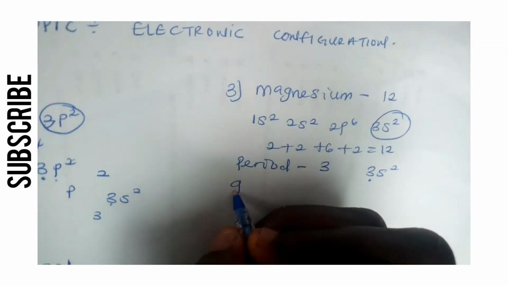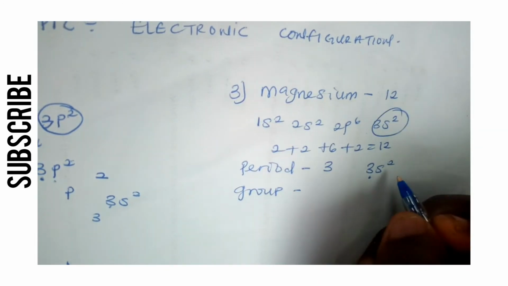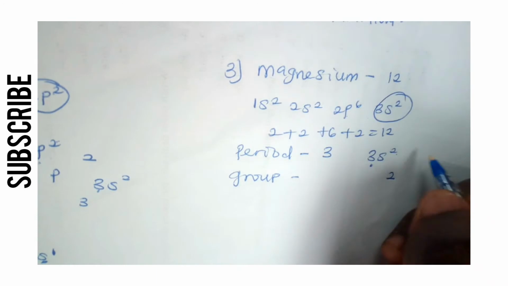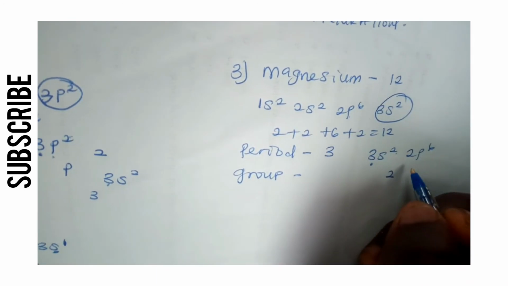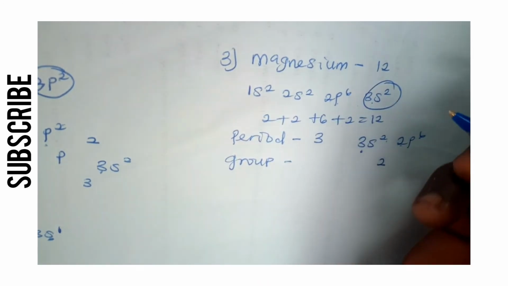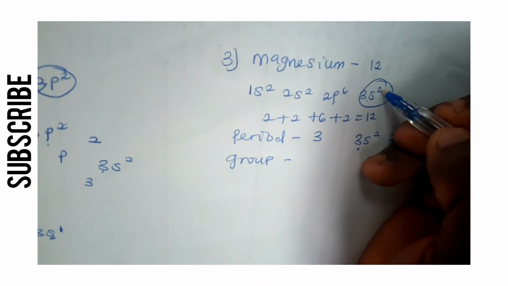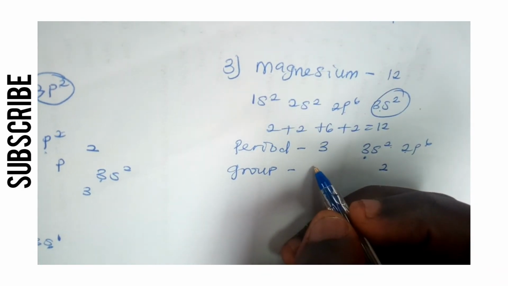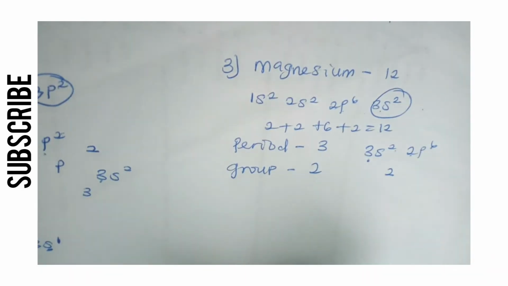To get the group, the power of the last orbital here is 2. But the preceding orbital, 2p6, the coefficient is 2. 2 and 3 are not the same. Therefore, you have to take the power of the last orbital as the group magnesium belongs to in the periodic table. Therefore, magnesium belongs to group 2 in the periodic table.